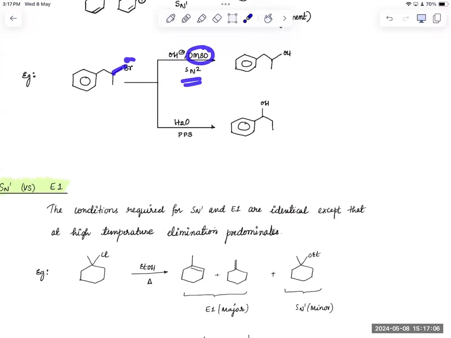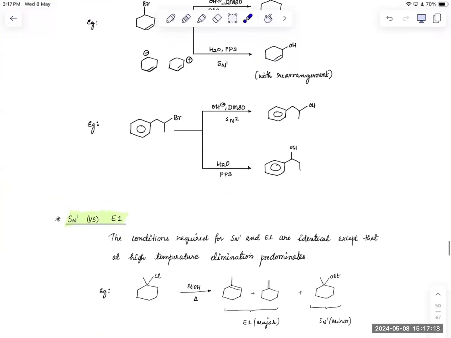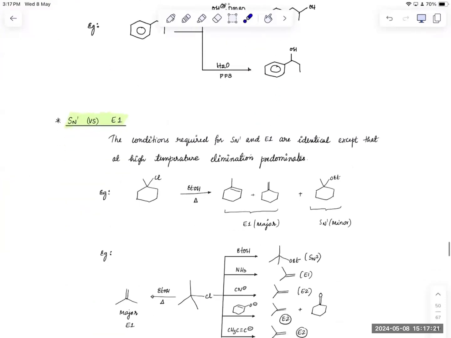So you'll get directly Br is removed, OH has come. But with water, first carbocation will come, it will move here for a more stable carbocation, then OH will come. Okay. So in the case of rearrangement, I hope you should know how it works.